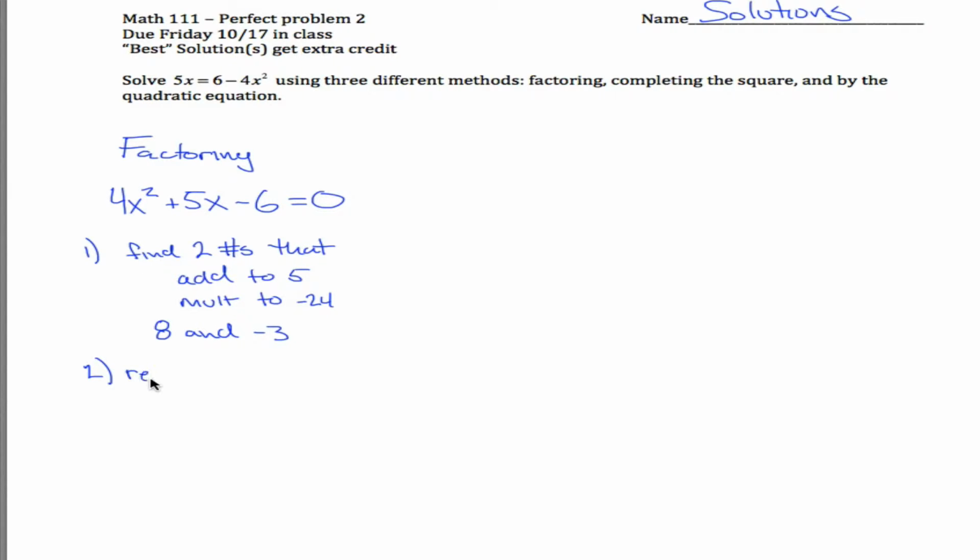Step 2, you want to replace your linear term, in this case 5x, using the answer you found from step 1. So replace 5x with 8x minus 3x. Take this original equation that was 4x squared plus 5x minus 6, and instead write 4x squared plus 8x minus 3x, and then minus 6 equals 0.